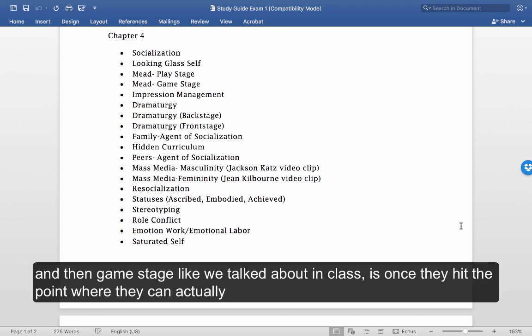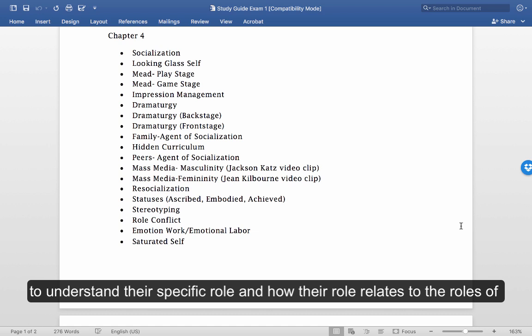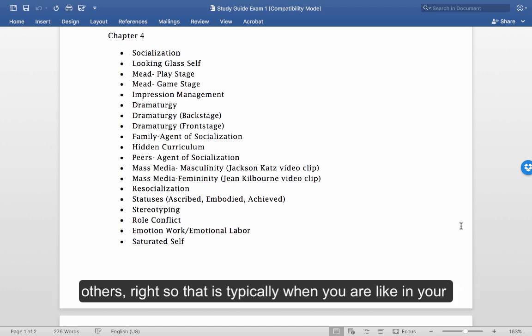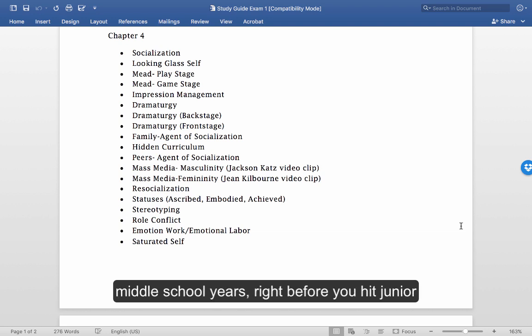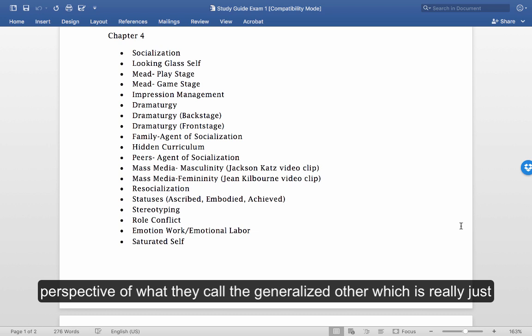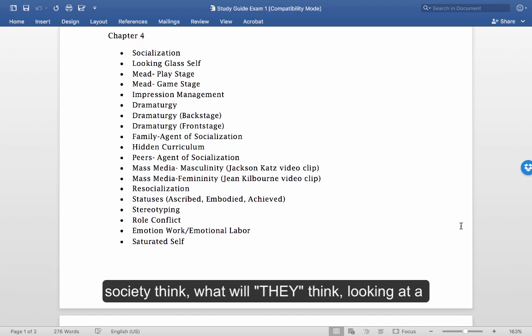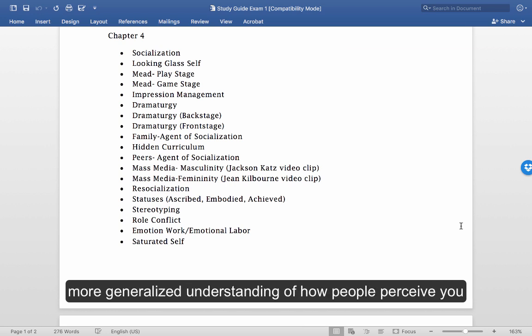And then game stage, like we talked about in class, once they hit the point where they could actually play like a decent game of soccer, right? Game stage is where they start to understand their specific role and how their role relates to the roles of others, right? So that's typically in your middle school years, right before you hit junior high, basically, a couple years before that, when you start to understand the perspective of what they call the generalized other, which is really just this idea that, not just what will my mom think, what will my dad think, but what will society think, right? Sort of looking at a more generalized understanding of how people perceive you, right?